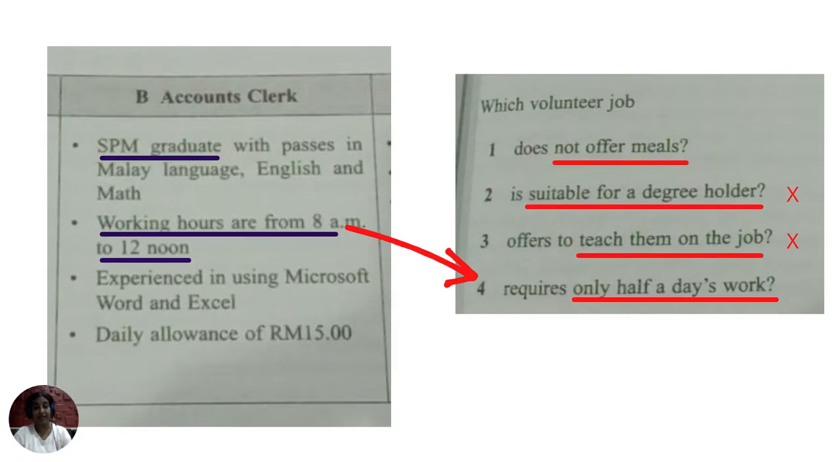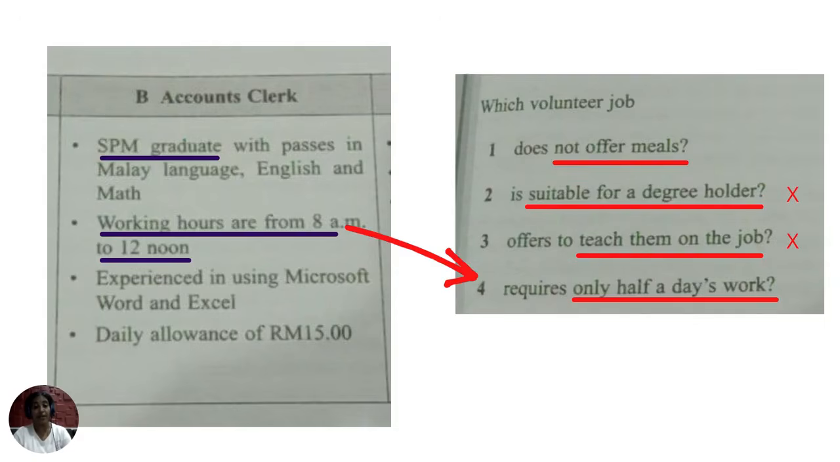Let's look at the question and let's try to match the keywords. Number one, does not offer meals. Anything about meals mentioned? No. Number two is suitable for a degree holder. It does not match. Why? Because it is for SPM graduate. Number three has been taken by A.